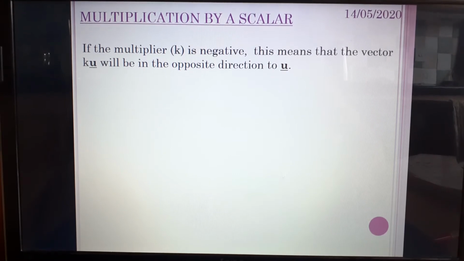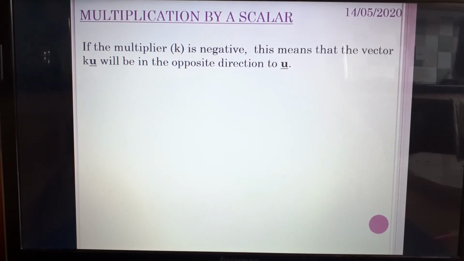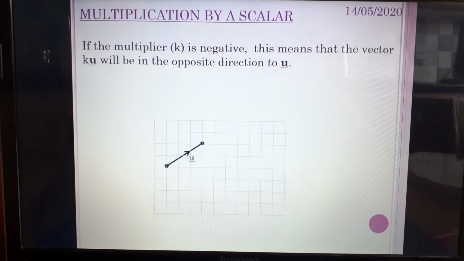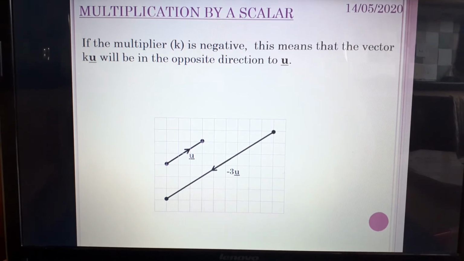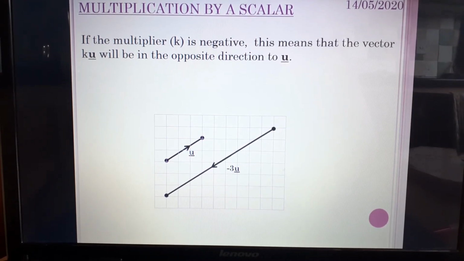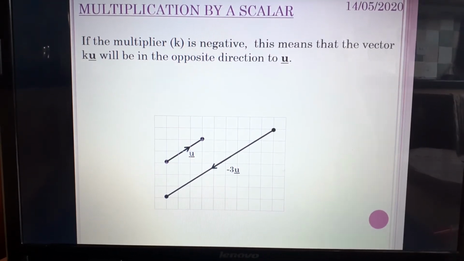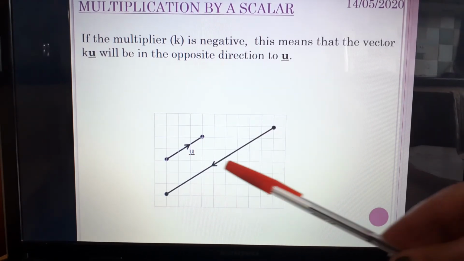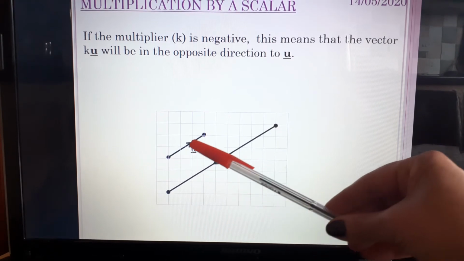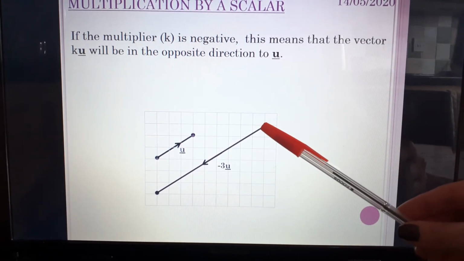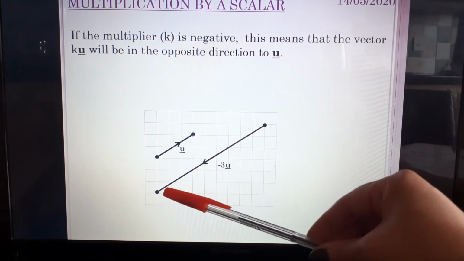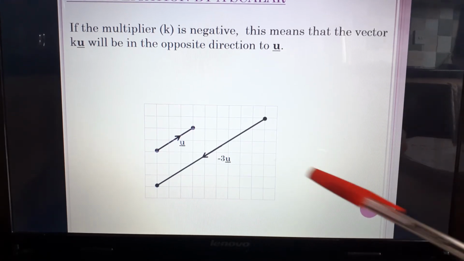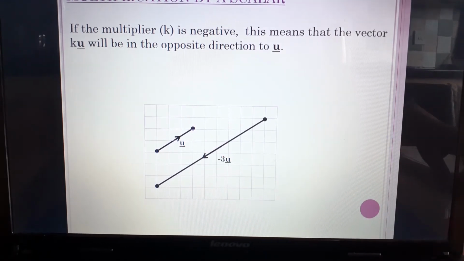If the multiplier is negative, that means that the vector will be going in the opposite direction to the original vector. So here we have vector u. And if we want to multiply it by negative 3, it simply means that it's now going to be going in the opposite direction. So here we have vector u going from there to there, but negative 3u is going from there to there. 3 times bigger, but notice the arrows are pointing in the opposite direction.